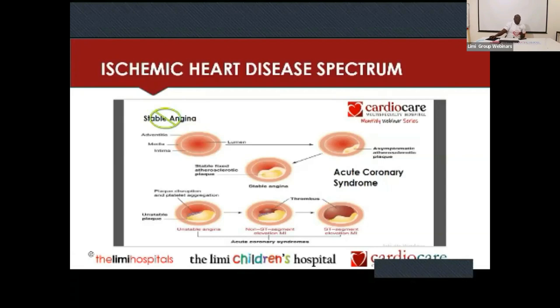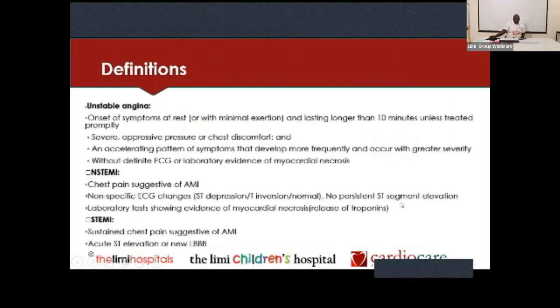Then the duration of the pain becomes prolonged, and the pain increasingly gets worse over time. By the time you start having this, you should know that your patient is no longer having stable angina but has progressed to acute coronary syndrome. Based on your ECG findings and the presence or absence of cardiac enzymes, you can now place the patient into any of these three categories.